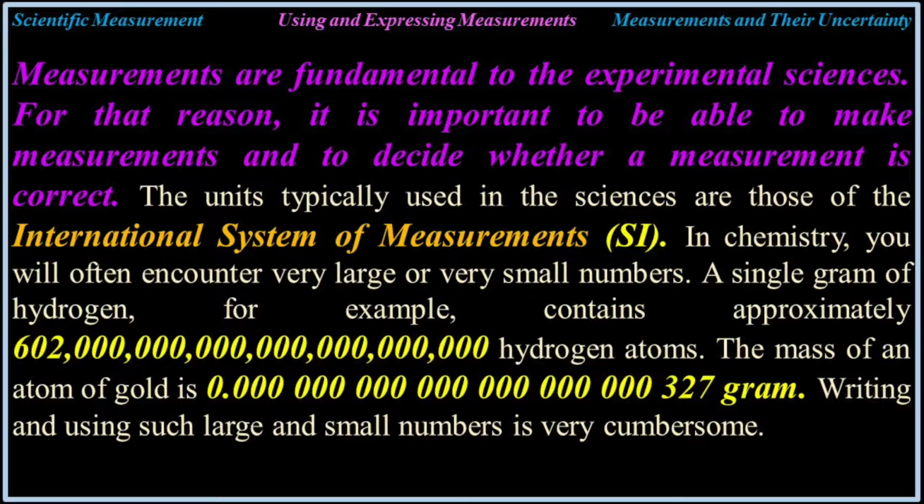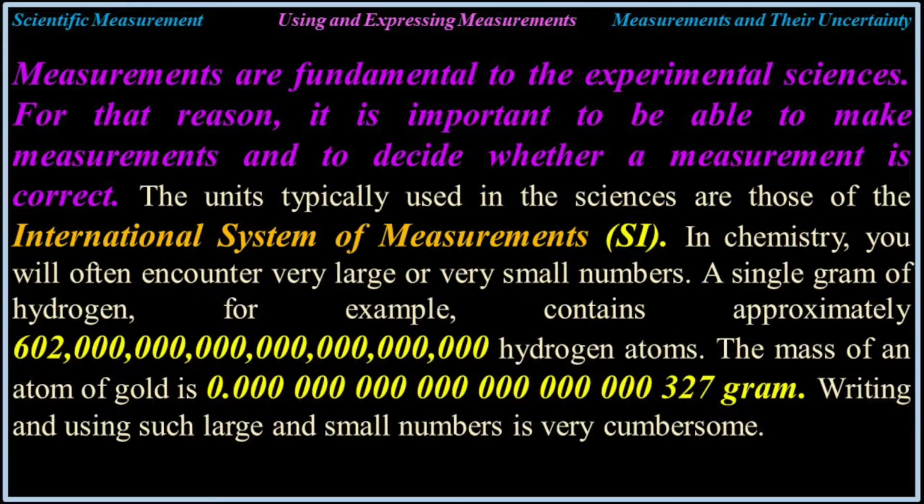Measurements are fundamental to the experimental sciences. For that reason, it is important to be able to make measurements and to decide whether a measurement is correct. The units typically used in the sciences are those of the International System of Measurements, SI. In chemistry, you will often encounter very large or very small numbers. A single gram of hydrogen, for example, contains approximately 602, and a lot of zeros, of hydrogen atoms. The mass of an atom of gold is very small.